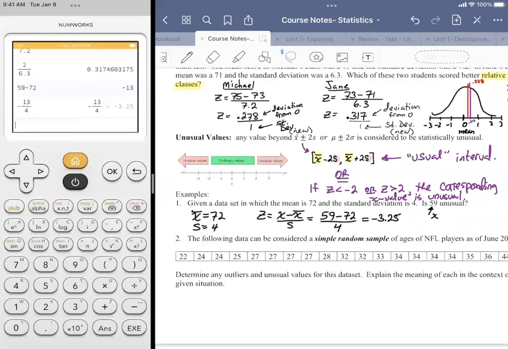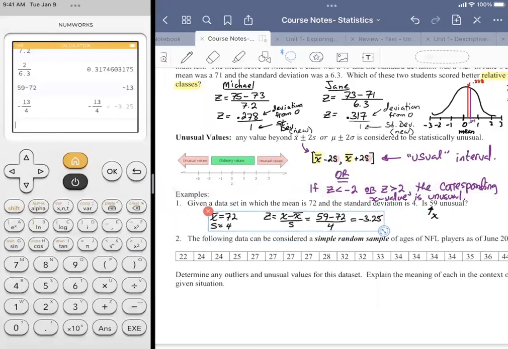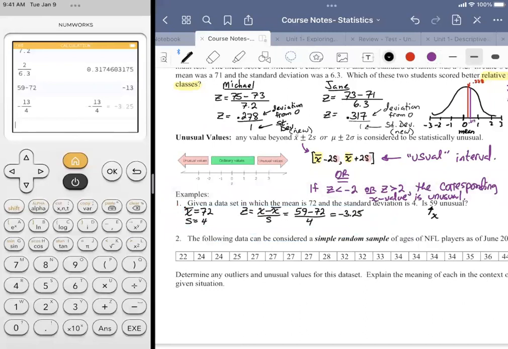All right. And so what we get from that is that we're looking at a number that's less than -2. So Z is less than negative 2. It is negative 3.25. Therefore, 59 is unusual.